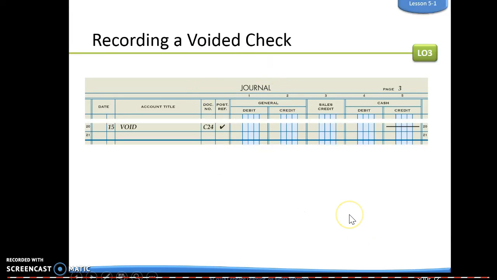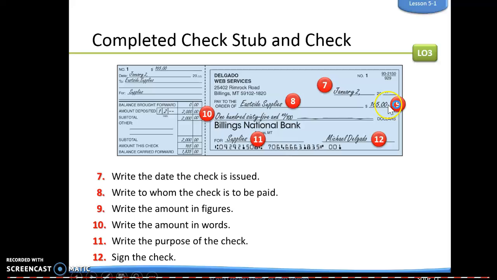Now, this transaction here is recording a voided check. A voided check just means that if I go back here, let's say that we screwed up on this check and we don't want to use it, I would write in big letters, I would write void across it. The reason for that is I don't want someone to get a hold of it and be able to cash it. If I have void written across it, a bank knows that it can't be cashed.